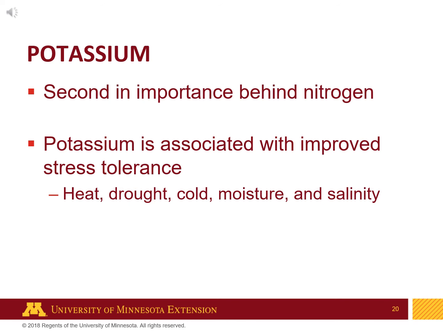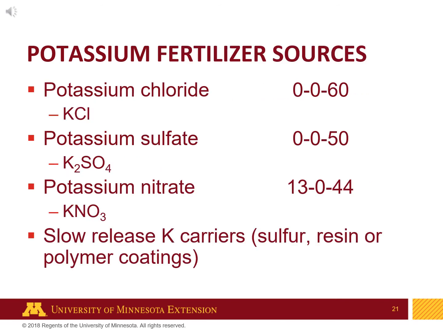Potassium is the second most needed nutrient by turfgrasses. Potassium is associated with stress tolerance, and its deficiency may be more pronounced under heat, drought, cold, moisture, or salinity stresses. Although many soils have sufficient levels of potassium, stresses may induce a potassium deficiency. Turf that is exposed to certain stresses such as wear, cold, heat, or drought may require more potassium. Some examples of common potassium fertilizer sources include potassium chloride, potassium sulfate, potassium nitrate, or slow-release potassium carriers.